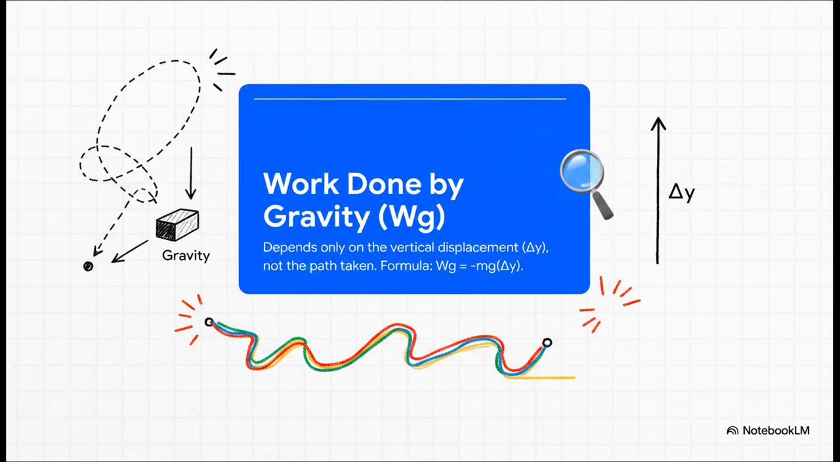Gravity is what we call a conservative force. Now that's a fancy-sounding term, but all it really means is that gravity doesn't care about the loopy, scenic route the projectile took through the air. It only cares about two things, where you started vertically and where you ended vertically. That's it. The work it does is all about the change in height, delta y.